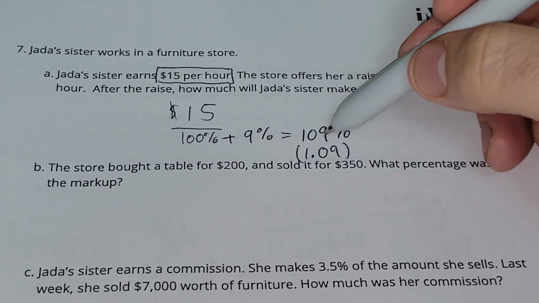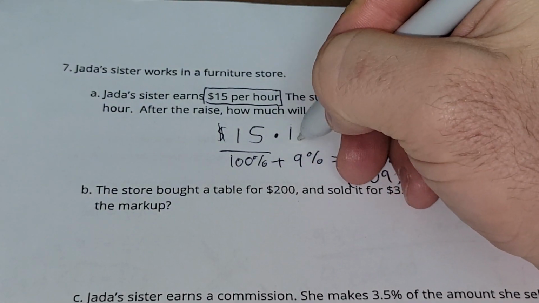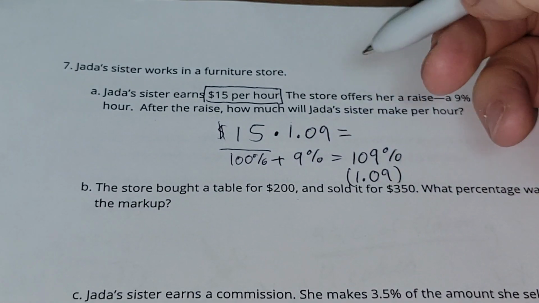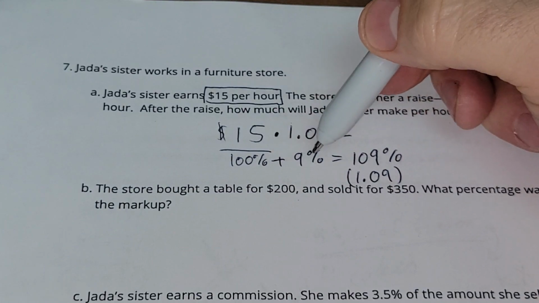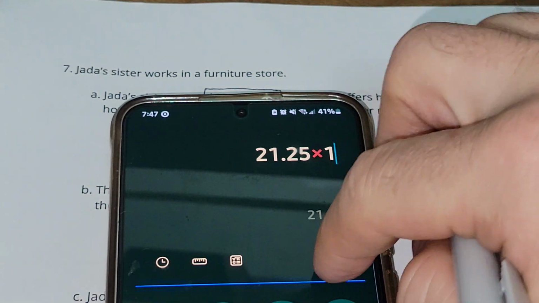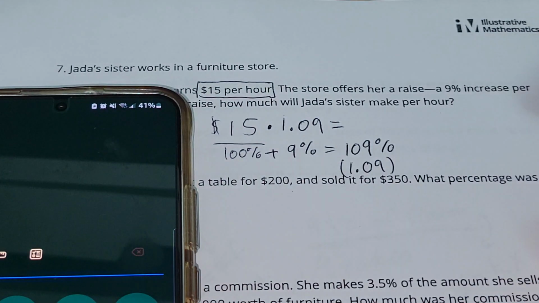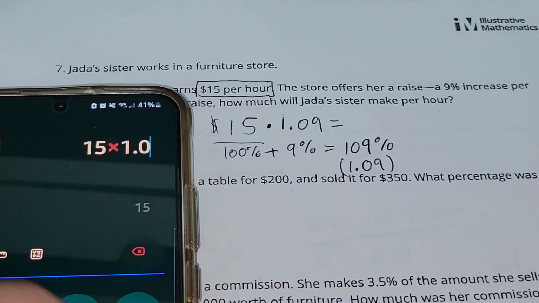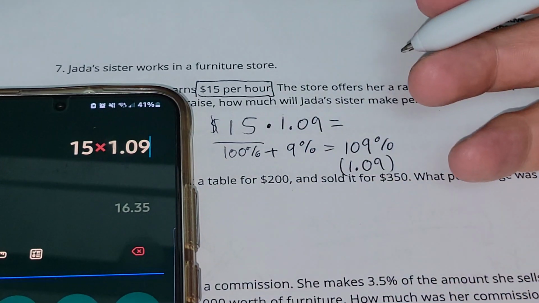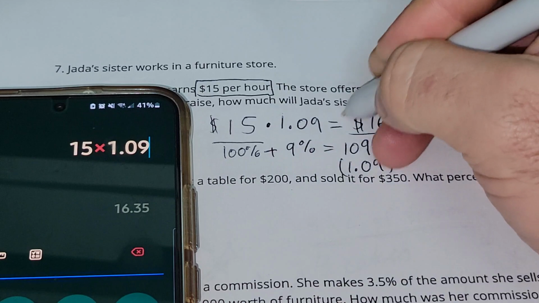So I'm solving 109% of 15. "Of" is multiplied by the decimal 1.09. Okay, 1.09 representing the original 100% plus the 9% is 109%. So $15 times 1.09 representing 109%. You can see in the calculator it is $16.35.